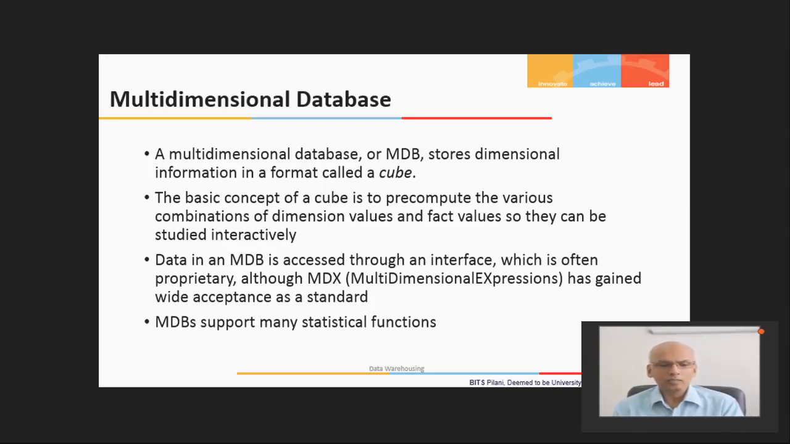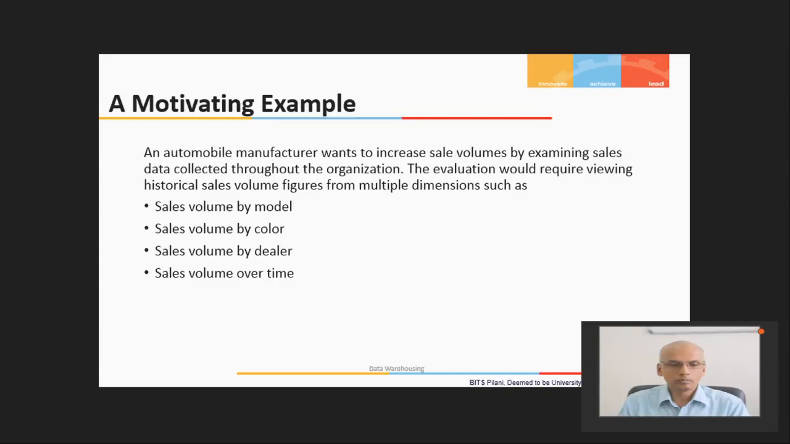And one significant plus point of MDBs, compared to the traditional RDBMS, is the support for many statistical functions. As you know, the decision makers want to look at things like what is the average, what is the median, what is the mode, and they would apply several functions, such as what kind of variance they had. That will help them better understand any changes happening to the business.